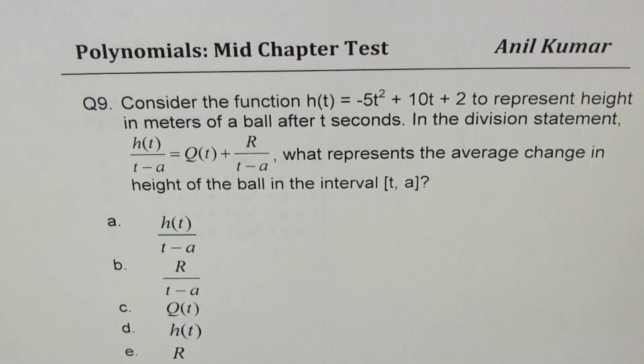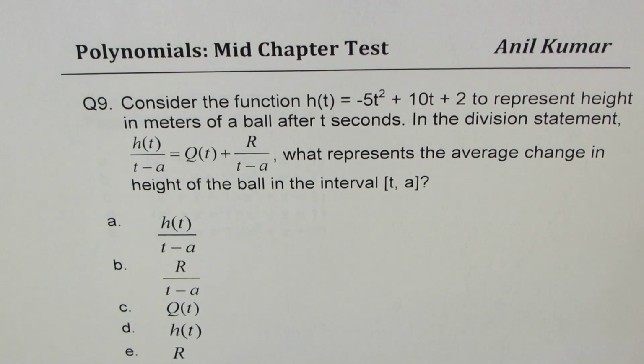Question number 9. Now this is an application thinking question. I would like you to sketch the graph and explain also why you selected a particular one. Consider the function h of t equals to minus 5t squared plus 10t plus 2 to represent height in meters of a ball after t seconds.